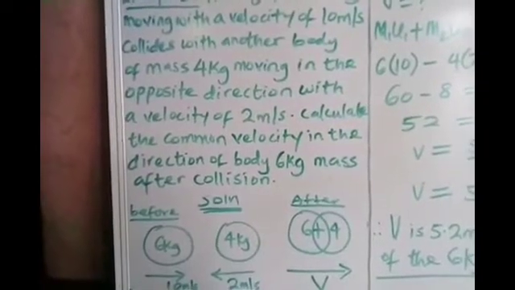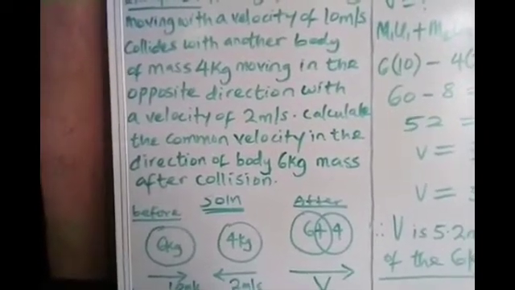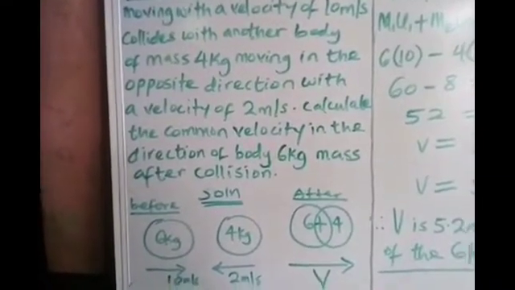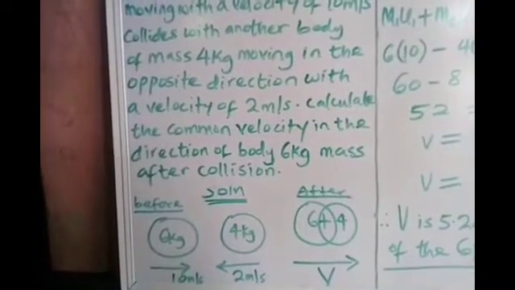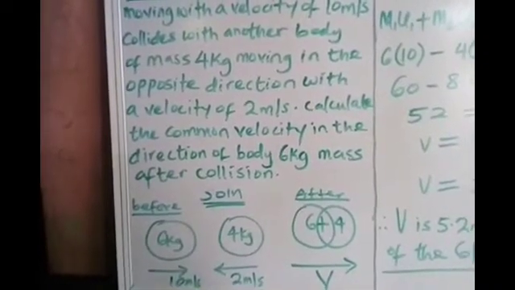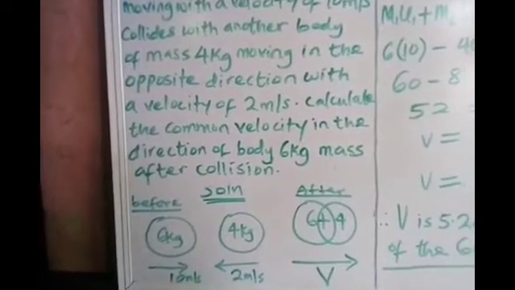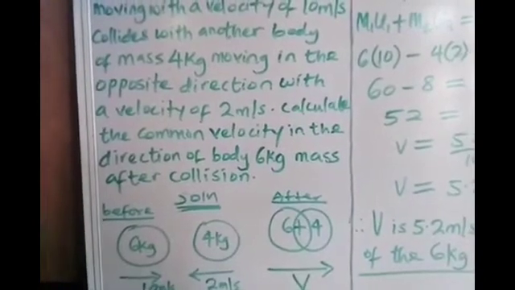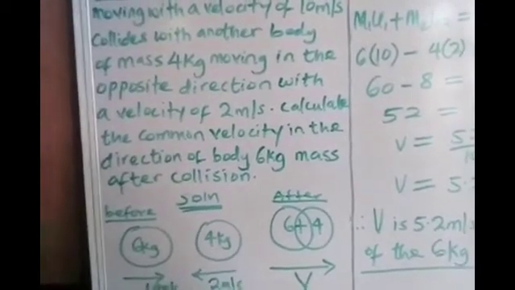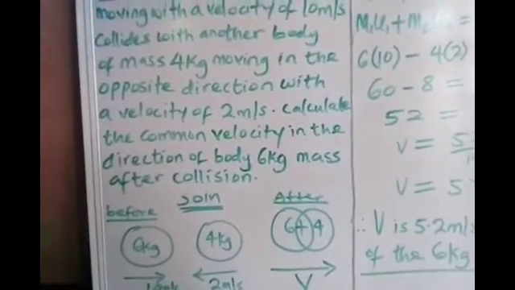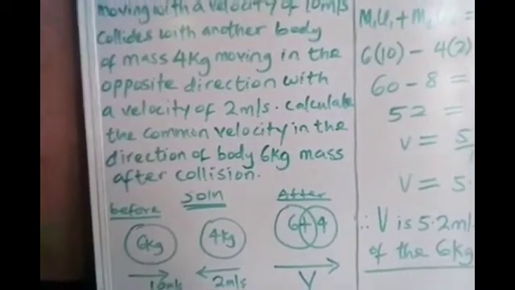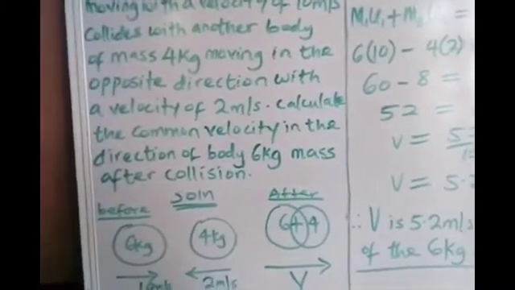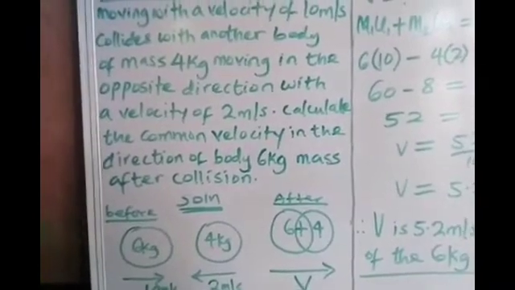So from here, before collision, we have the 6 kg moving in the east direction with a velocity of 10 meters per second. We have the 4 kg moving in the west direction with a velocity of 2 meters per second. Then after collision, we have the two bodies moving in the east direction, because the question says we must find the common velocity in the direction of the 6 kg mass, and that 6 kg is moving in the east direction. That is why we have the diagram and the arrows pointing like that.